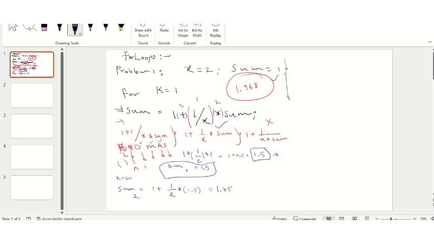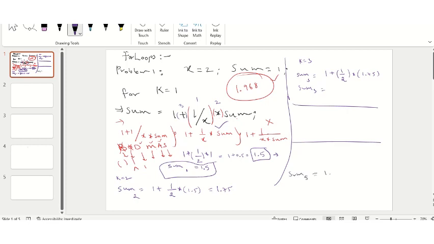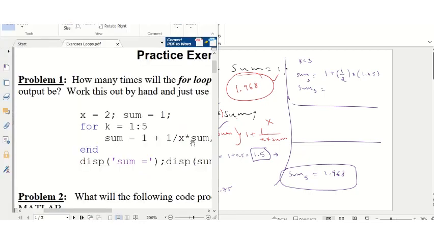Right? Next, k is equal to 3. Sum of 3 is equal to 1 plus 1 by 2 into 1.75. After the third iteration, you will get here sum 3. Right? So if you follow this procedure, you will get at the end sum at the fifth iteration will be 1.968. Okay, so this is the right way of calculating this. Next I will go for the second problem.